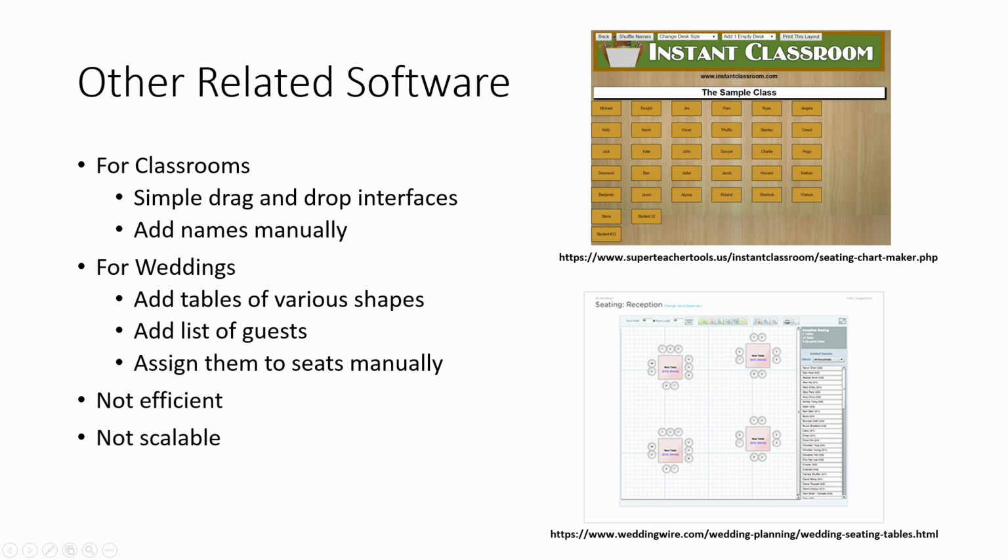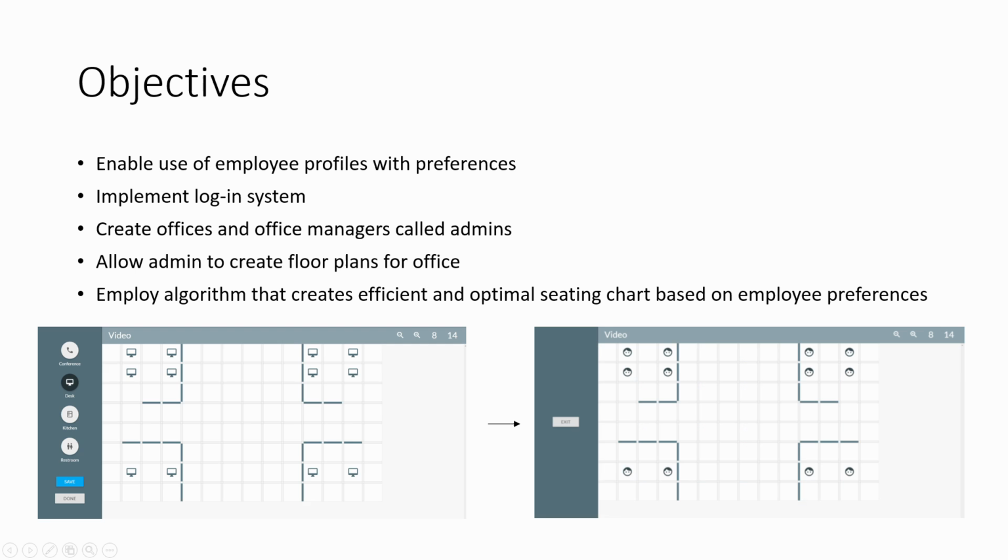Currently, there are a few seating chart applications available. Most of them are simple seating charts for classrooms. They tend to have a simple drag-and-drop interface and let users add names to seats manually. More advanced seating chart applications, like the one shown at the bottom right, have additional design features like different table shapes, but still require seating individuals manually. These designs do not automate the seating chart process, so they are not efficient or scalable when the number of individuals becomes large. There were a number of objectives for this project.